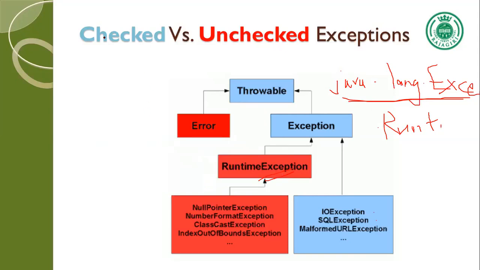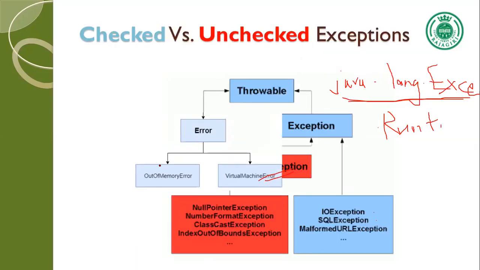I'll go once again. You have three categories. One is checked, one is unchecked. Everything coming under java.lang exception class object is a checked exception. You should be handling it with a try-catch. Everything coming under Error under Throwable and RuntimeException of Exception is categorized under unchecked exception. They will come under java.lang runtime exception. The JVM will help you to handle it. Then you have a third category, the error exception, which comes under out of memory error and virtual machine error.